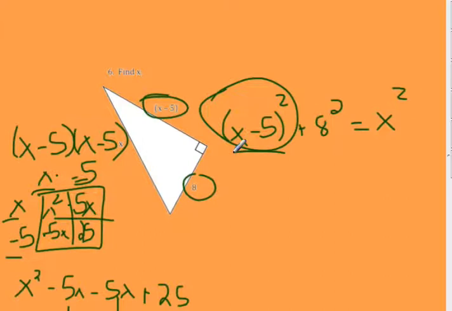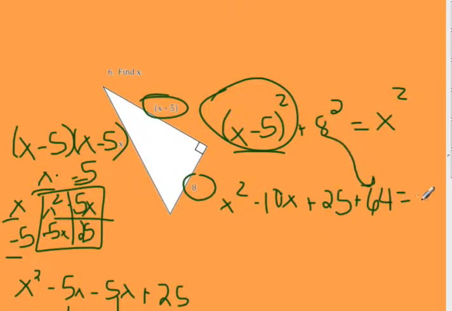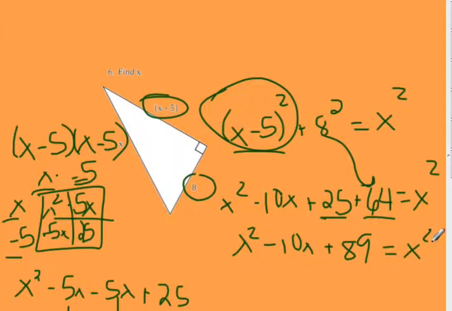So I'm going to put that up here in place of this guy. That's a 10, not a 16, plus 25. And then 8 squared is going to be 64. So I'm just going to bring that on down there. And that's going to be equal to x squared. So let's go ahead and simplify that out some more. So I get x squared minus 10x. Now I need to do 25 plus 64, and that's going to give me 89 is equal to x squared.